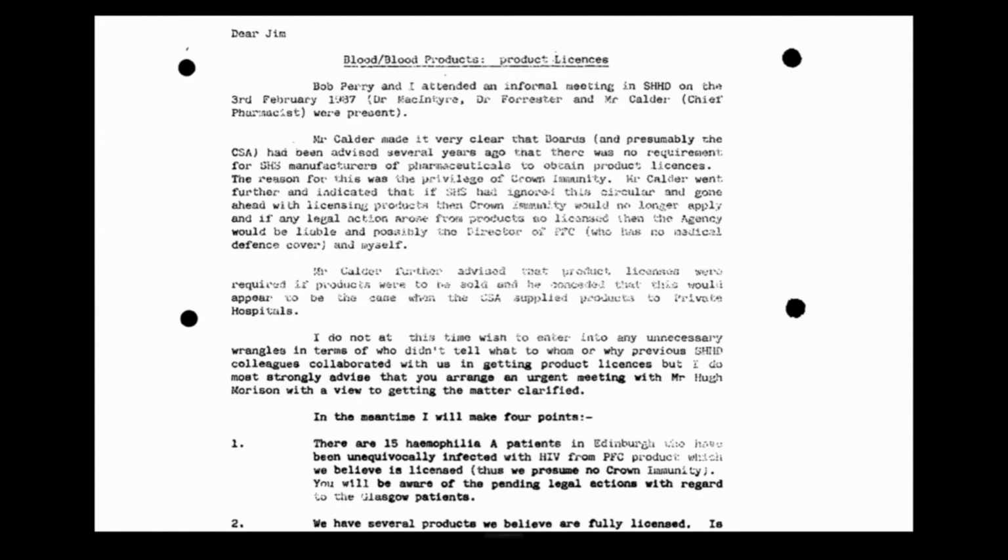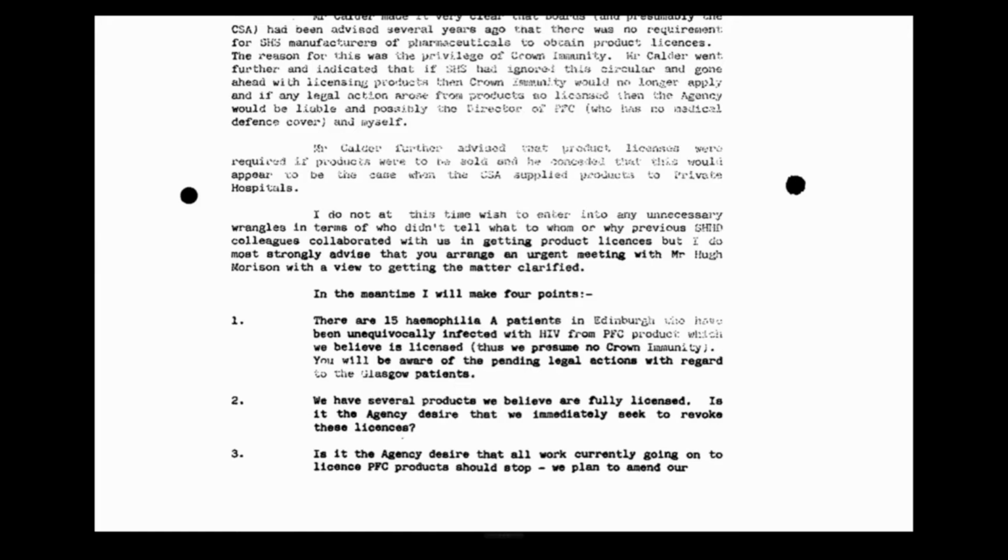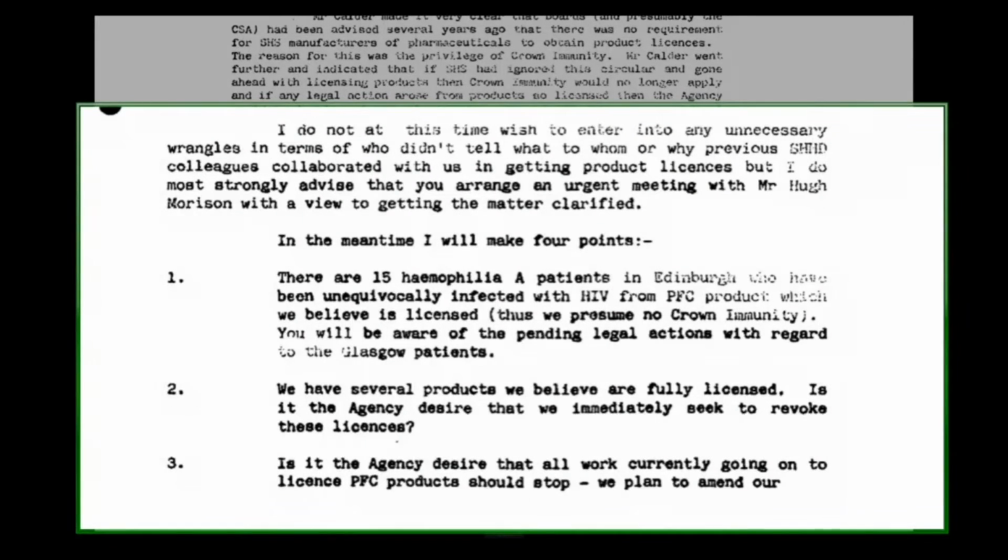Then in the second paragraph, he explains that the boards, and presumably the CSA, had been advised several years ago that there was no requirement for SHS, manufacturers of pharmaceuticals, to obtain product licences. The reason for this was the privilege of Crown immunity. And then, if we go two paragraphs further down, we see Professor Cash saying, I strongly advise that you arrange an urgent meeting with Mr. Hugh Morrison with a view to getting the matter clarified. That's the question of whether product licences were required.